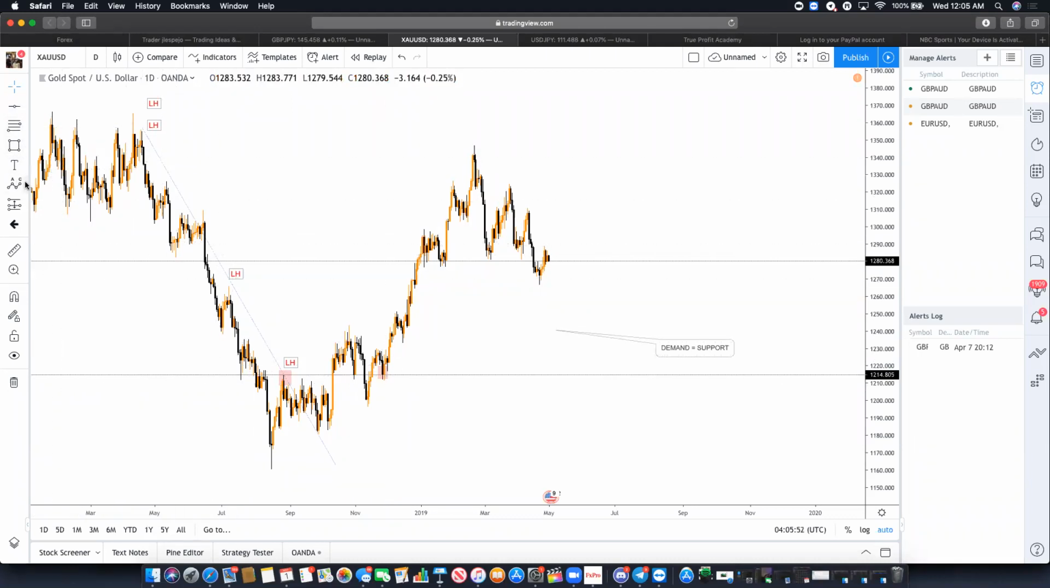Now, as we're talking about the Elliott waves, here's 1, here's 2, here's 3, here's 4, here's 5. Make sense? How you feel with that, Brandon?